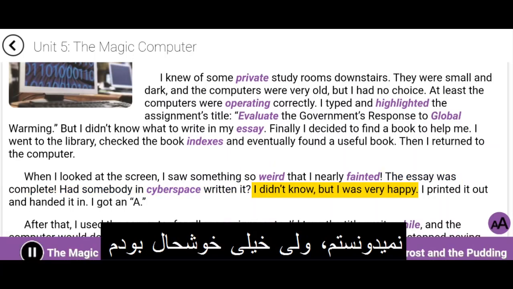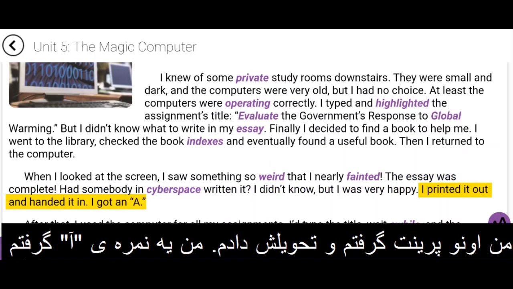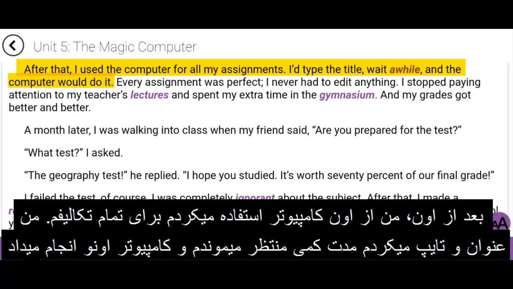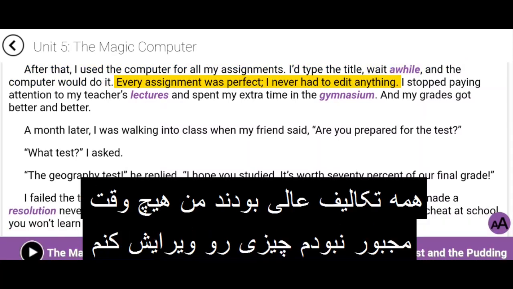I didn't know, but I was very happy. I printed it out and handed it in. I got an A. After that, I used the computer for all my assignments. I'd type the title, wait a while, and the computer would do it. Every assignment was perfect. I never had to edit anything.